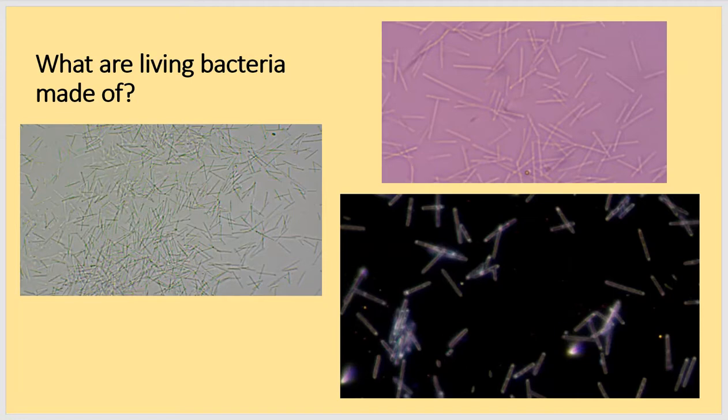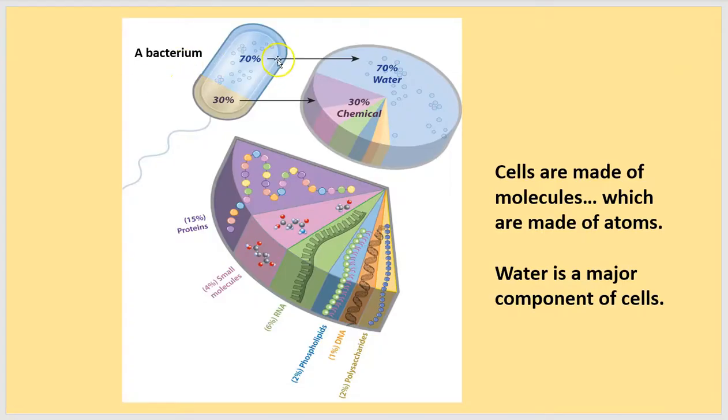So what are living bacteria made of? Here we have our little bacteria cell, and we have a breakdown of its composition by mass, by amount of material. So 70% of the mass of a cell is water, with 30% being other kinds of chemicals. And the chemicals are broken up into these categories you see down here. We have proteins, small molecules, RNA, phospholipids, DNA, polysaccharides, and we'll get into what these molecules are and their roles in cells later in the unit. But at this stage, most of the material in a cell is water.